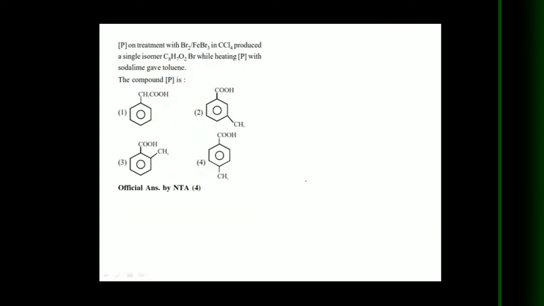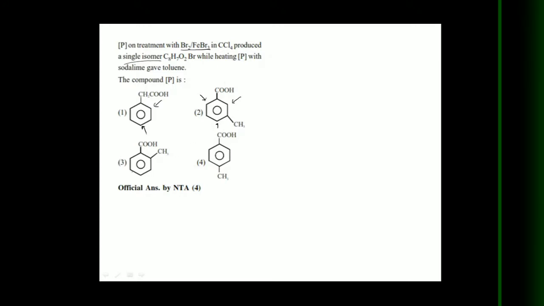Okay, that's it. Next: B on treatment with Br2, FeBr3 in CCl4 produces a single isomer, while heating P with soda lime gives toluene. Now you see this one on bromination gives a single isomer. Here the methyl is an ortho para directing group, so it's not a single product. This is the ortho position, and this is the other ortho position. So bromine may attack 3 positions. So here it's not a suitable option.